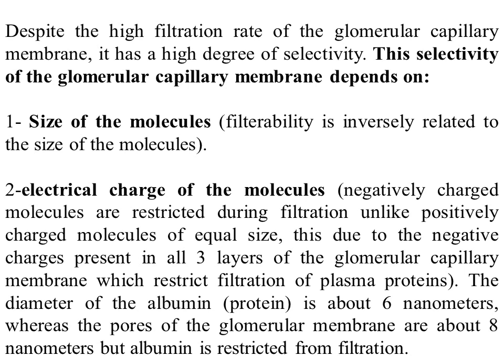Second, the electrical charge of the molecule. Negatively charged molecules are restricted during filtration, unlike positively charged molecules of equal size. This is due to the negative charge present in all 3 layers of the glomerular capillary membrane, which restricts filtration of plasma protein. If we have 2 molecules of the same allowed size, one positive and one negative, the positive one passes and the negative one does not. Why? Because the 3 layers carry a negative charge, so they repel negatively charged molecules and prevent them from passing.